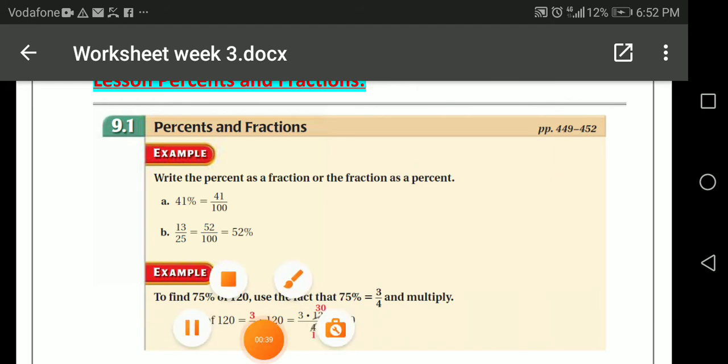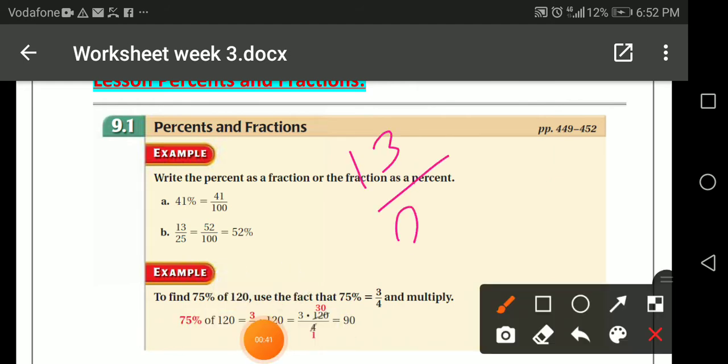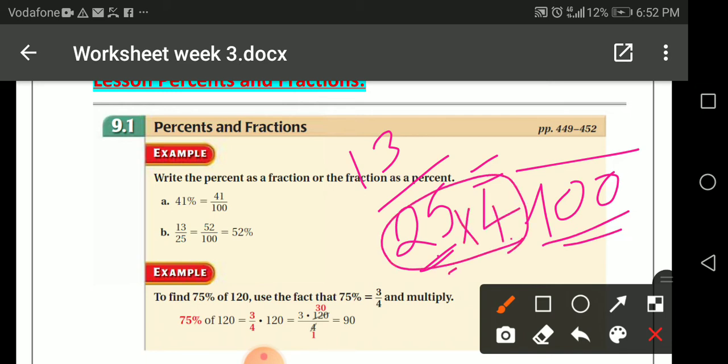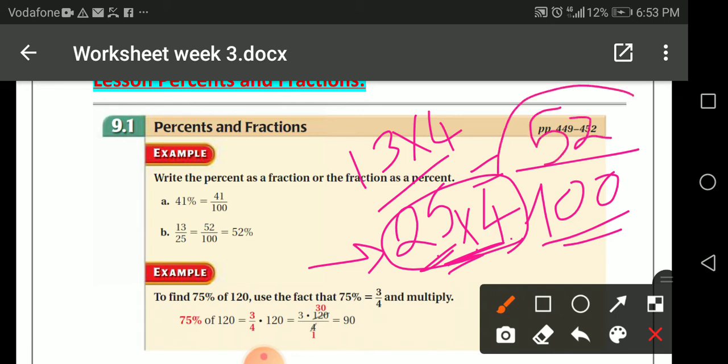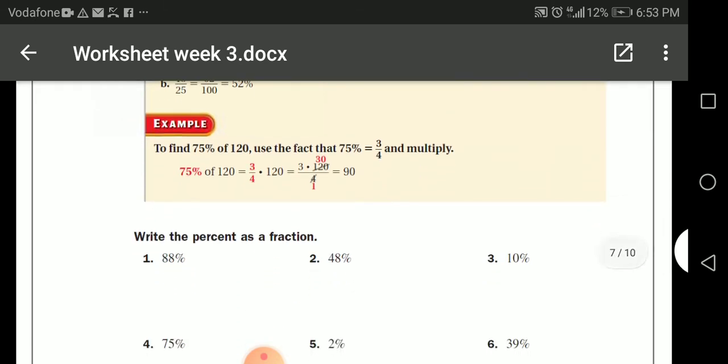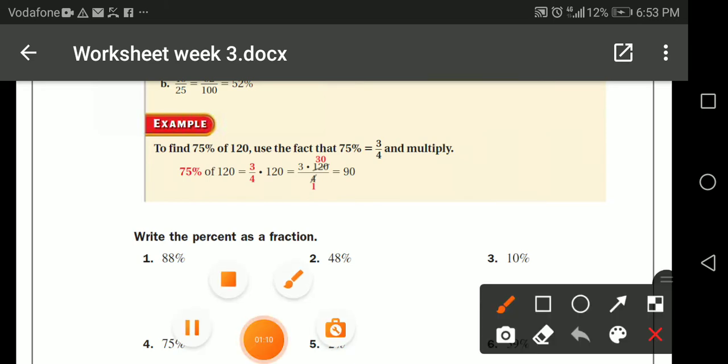If it's given like a fraction, 13 divided by 25, I need to get this 25 to 100. Why? Because this is percent. So 25 times what can give me 100? I have to study this very well. 25 times 4. What I do down in the denominator I do up in the numerator. 13 times 4 gives me 52. So we've got 52%, right?